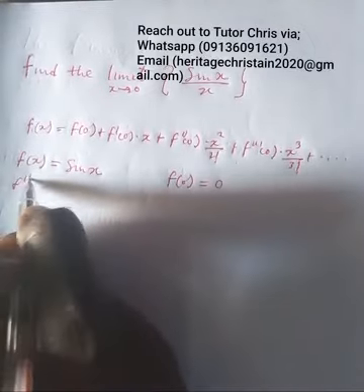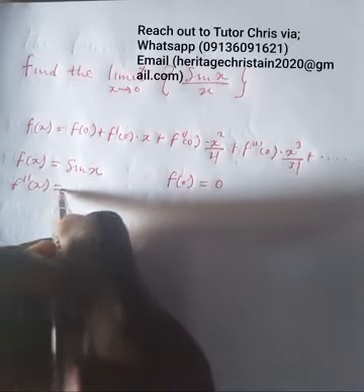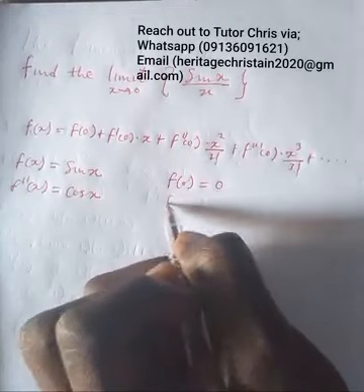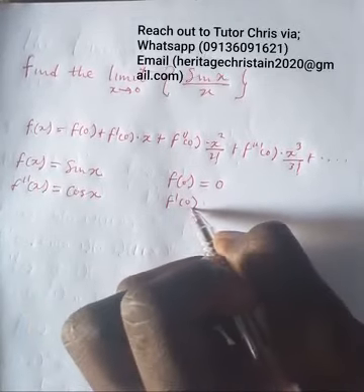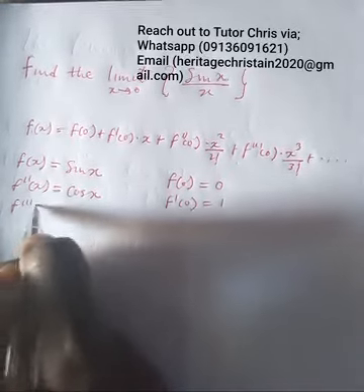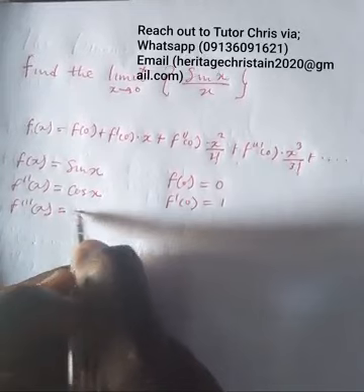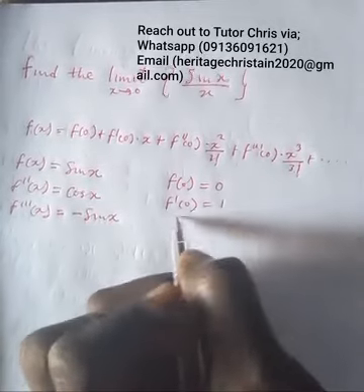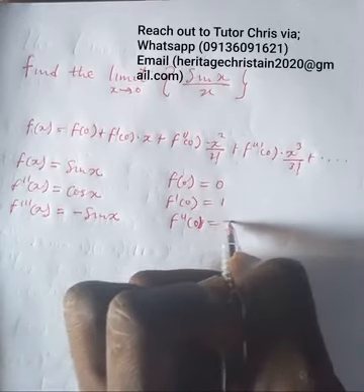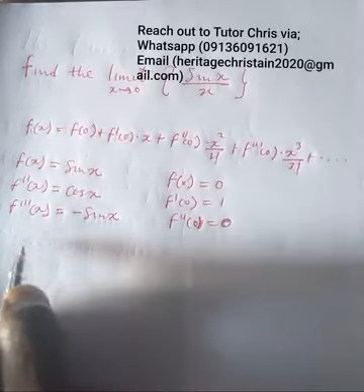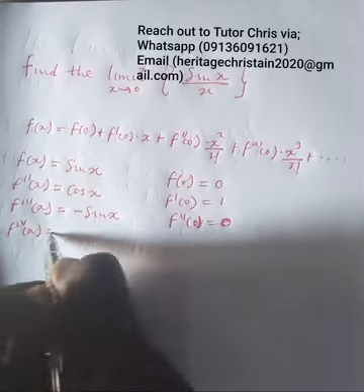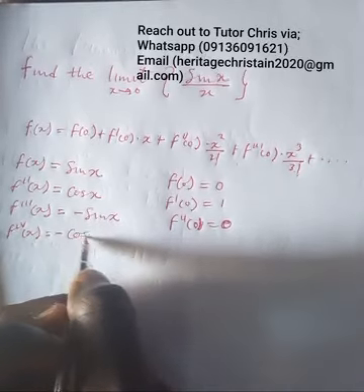Okay, f prime of x will be the derivative of sine x, which is cos x. And then f prime of 0 is cos of 0, which equals 1. All right, let's find the next derivative, which is equal to minus sine x. Okay, f double prime of 0, of course, will be equal to 0. Then if I differentiate this, I'm going to have minus cos x.